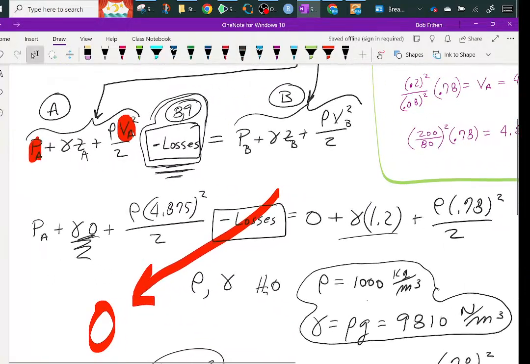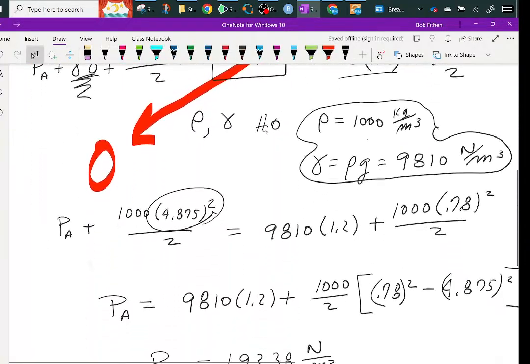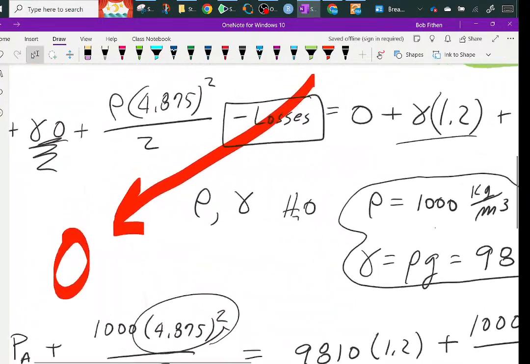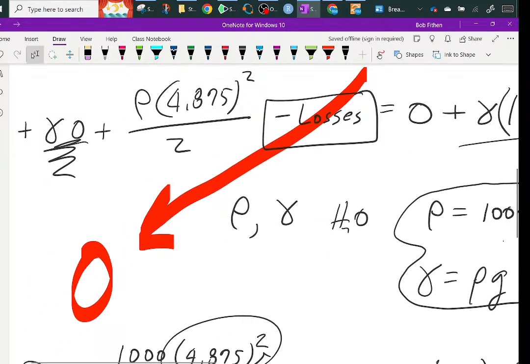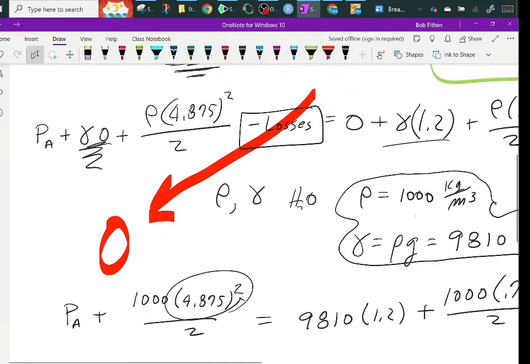So then the question is, what would happen if you actually had a term here that would say, I'm just going to make it up. I'm going to say we lost, it's going to be in pressure units. So I'm going to just say we lost 10. So we got a minus 10.